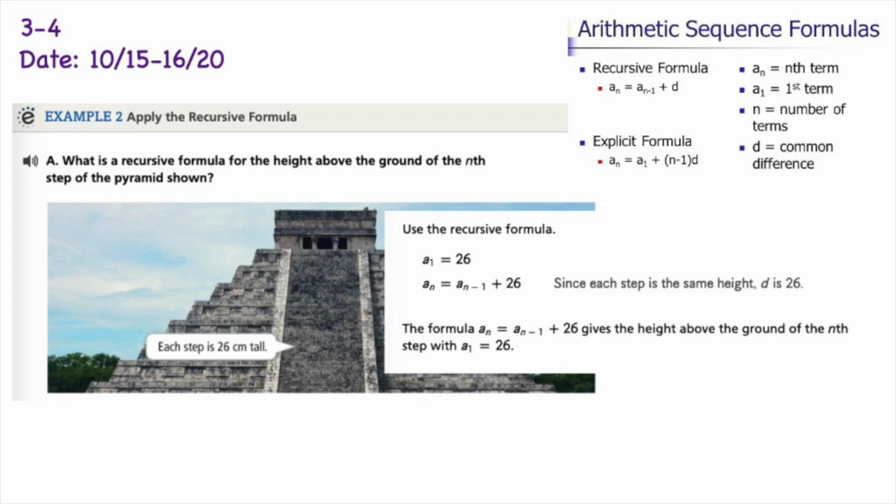So a sub 1 is the first step, which is 26 centimeters tall, and we have that from the picture. And then a sub n equals a sub n minus 1 plus 26. So 26 is going to be your common difference because every step is going to be 26 centimeters tall. So anytime they go to the next step, it'll be plus 26, and then to the next step, plus 26, and so on. So that is your recursive formula. So everything is the same. The only thing we're changing is just adding a 26 because we do not know the step they want us to find. So then it says the formula a sub n equals a sub n minus 1 plus 26 gives the height above the ground of the nth step with a sub 1 equal to 26.